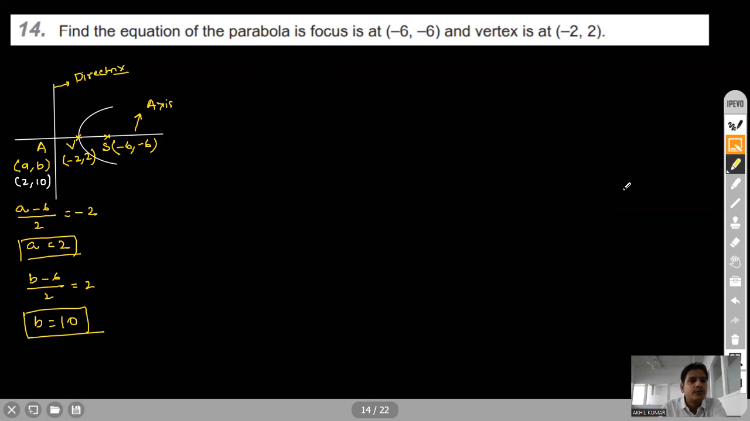Okay, now what can we do? If somehow we can get the equation of the directrix, right? We already have the coordinates of the focus. If we can find the equation of the directrix, we can take any point P on this parabola, and we can write the equation of the parabola like what we did in the last question. So our target is to find the equation of the directrix. So how can we find it?